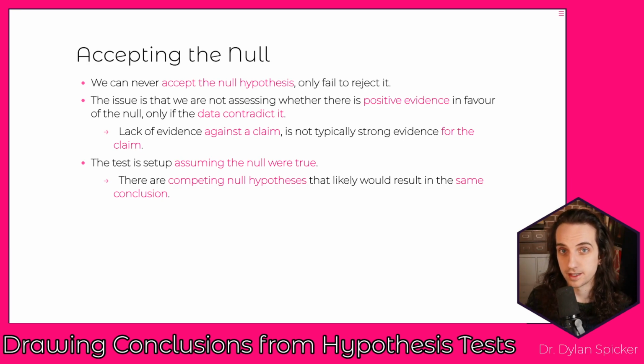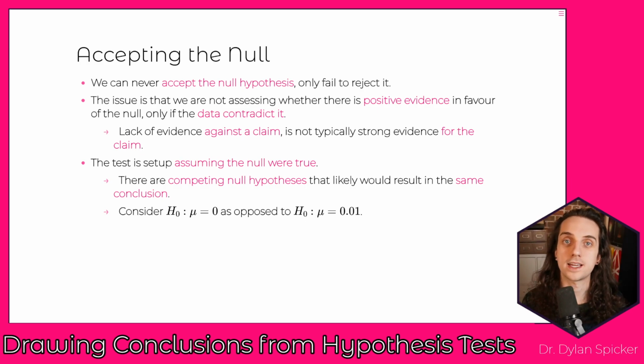The other way that you can think through why accepting the null doesn't work is that there are likely alternative null hypotheses that we could have come up with that would have resulted in exactly the same conclusion. So what do I mean by this? Well, consider if we had tested the null hypothesis mu equals 0 or the null hypothesis mu equals 0.01. Only one of those could possibly be true, if either of them. But very likely, they're not going to lead to a significantly different test statistic, because the observations we make that are in support of 0 are going to be similar to the observations made in support of 0.01.